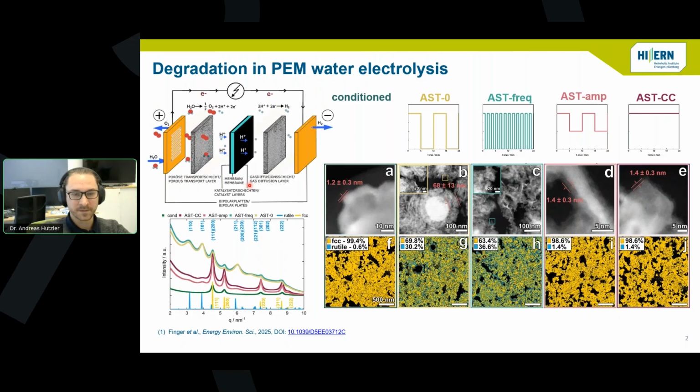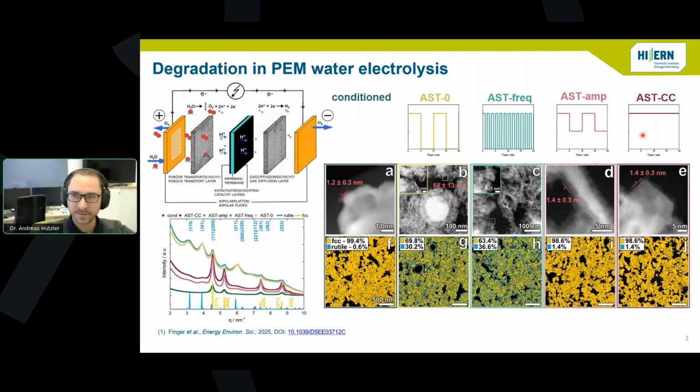How do we study these degradation processes? Usually we do this ex situ, so we compare ultramicrotomy cross sections from this catalyst coated membrane in tested state, after electrochemical stress, which are these four samples here, to a conditioned sample, more or less a begin-of-test sample. If you use metallic iridium here as a starting material, this has an FCC phase and only a very thin oxide layer on top.